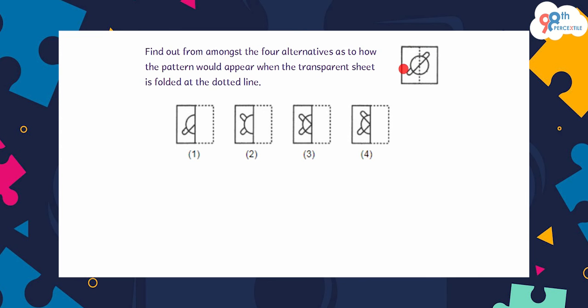So according to the question, this is a transparent sheet with this dotted line. We have to fold this transparent sheet at this dotted line, and this is a pattern. So the question is asking how will the pattern appear to us, right? Now since it is a transparent sheet, that means both the patterns present on the left side of the sheet as well as the right side of the sheet, both will appear to us. Okay, both will reflect from that transparent sheet.